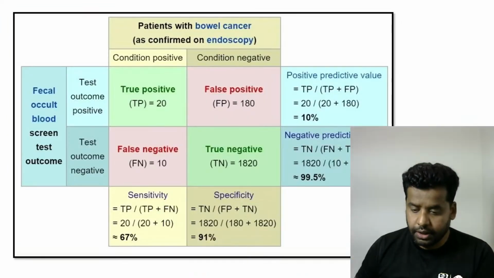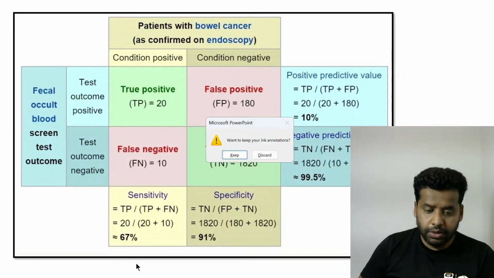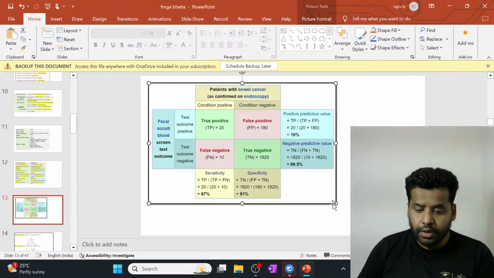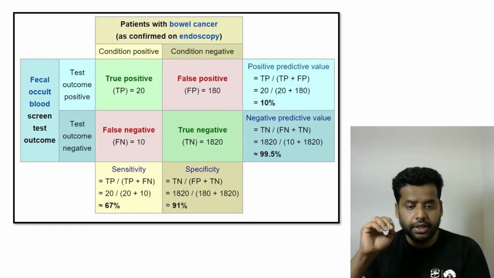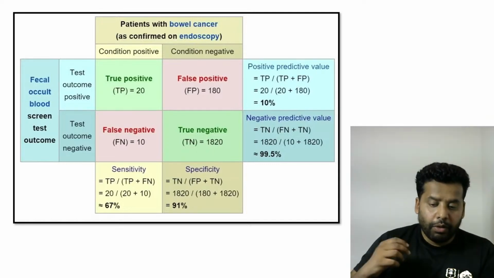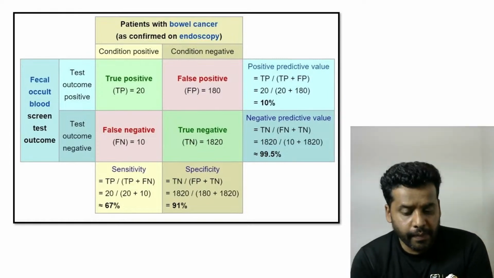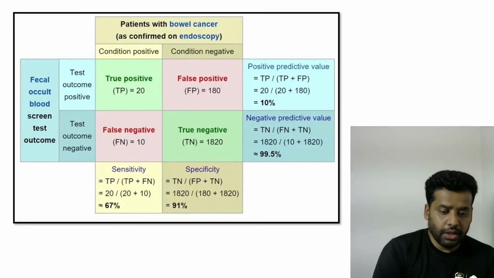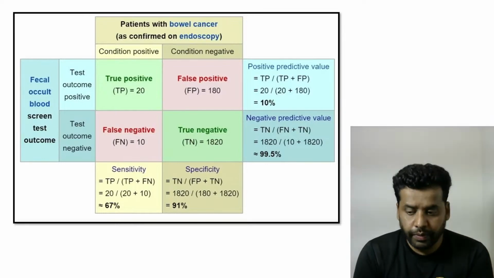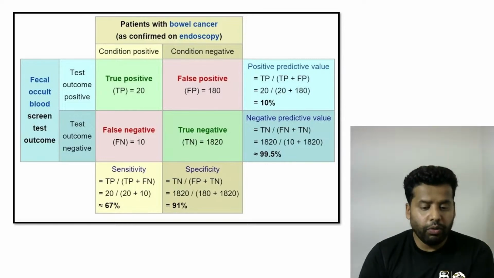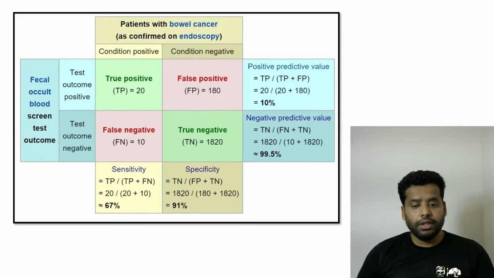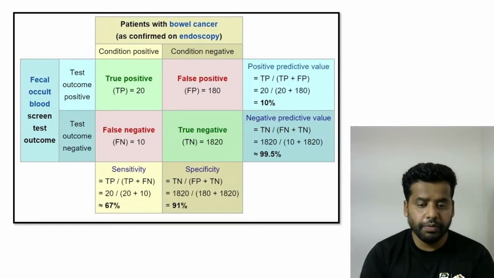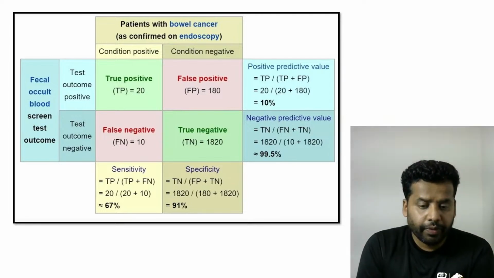Come to this table, very important. How to summarize the properties of a test? They'll be asking what is sensitivity, what is specificity, what is positive predictive value, and what is negative predictive value. Just look at the table once. I'll give one minute for you to read on your own. Then you'll get some idea, so that when I discuss it, it becomes easy for you.